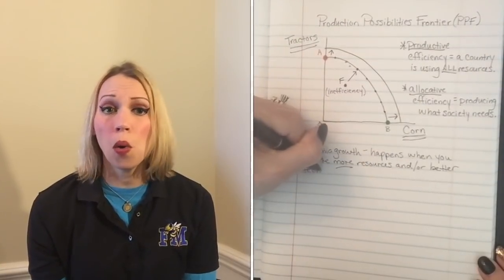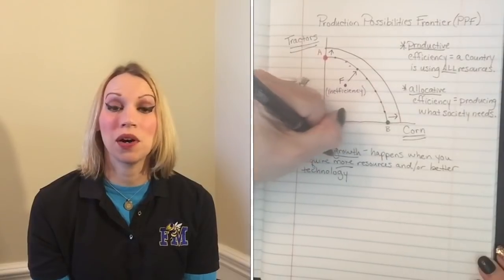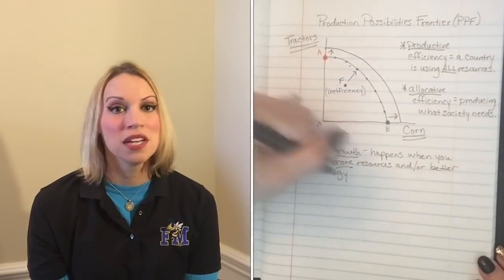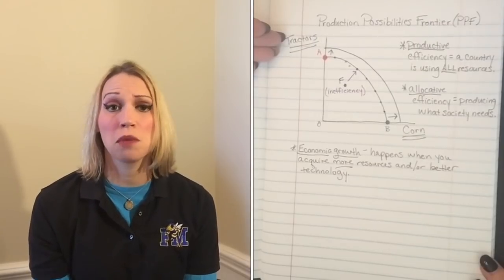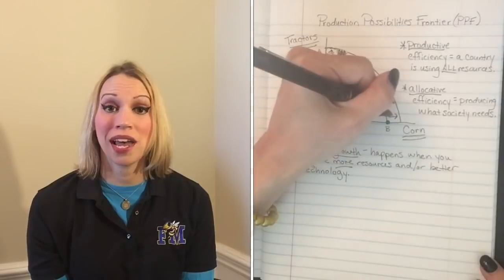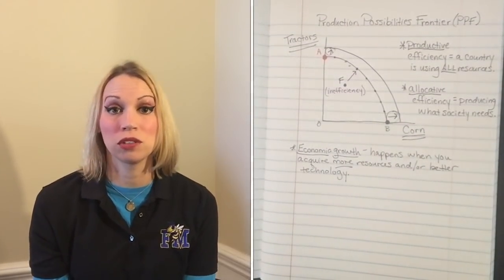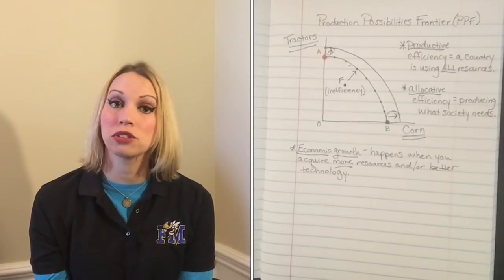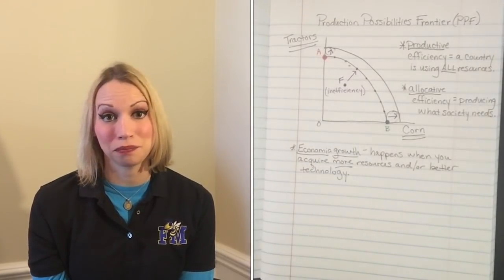So we would draw a whole other production possibilities frontier that is out, and we would call that economic growth. Now, it's very important that you start labeling things on your graphs, guys. You want to make sure that you have your X and Y axis labeled, and you want to make sure that you have your arrows showing what happened with your curves. You want to have arrows going out showing how your production possibilities frontier expanded.